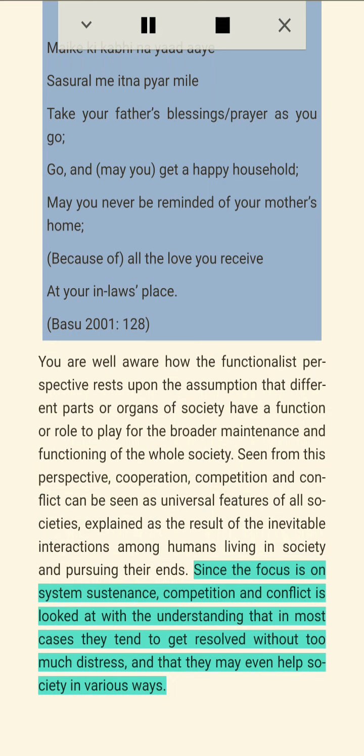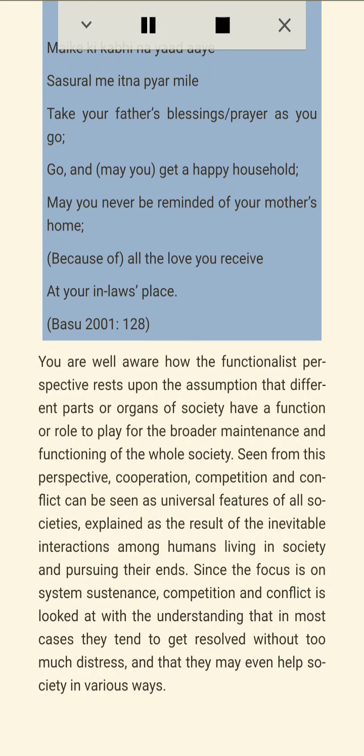Since the focus is on system sustenance, competition and conflict is looked at with the understanding that in most cases they tend to get resolved without too much distress, and that they may even help society in various ways.